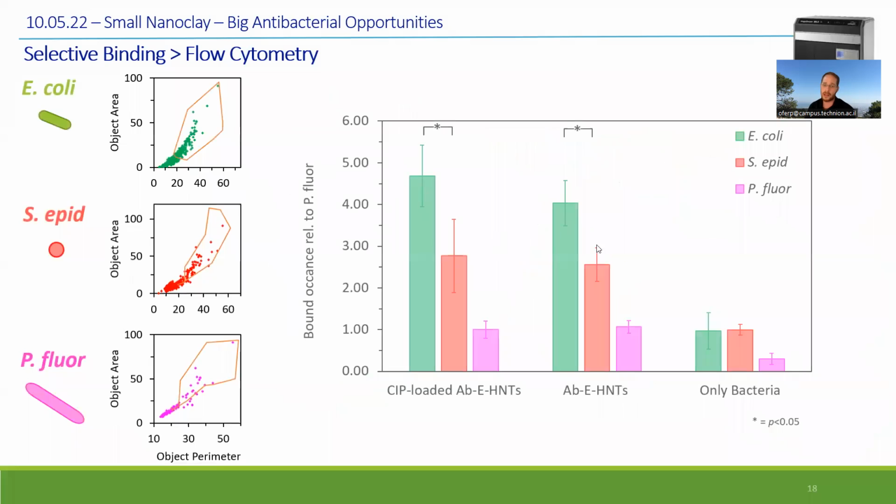And the results are summarized in this plot. Here, for antibody-modified HNTs, whether loaded with the ciprofloxacin or without the loading, it doesn't really matter the result. We could see that the occurrence of bound E. coli, the target bacteria, is 5 times higher than the non-target bacteria Pseudomonas fluorescens and 2 times higher than the non-target bacteria Staphylococcus epidermidis. And thus we conclude that indeed the antibody modification of the surface of the HNTs endowed them with selective binding to the target bacteria.